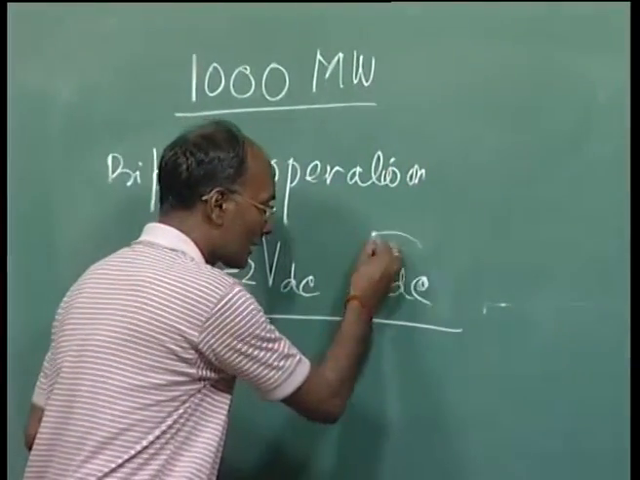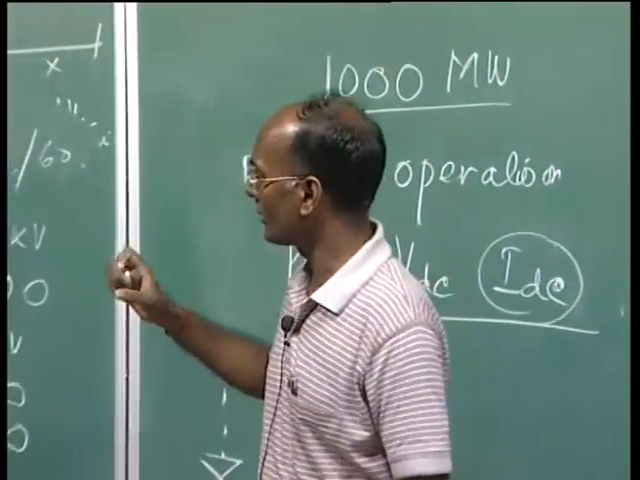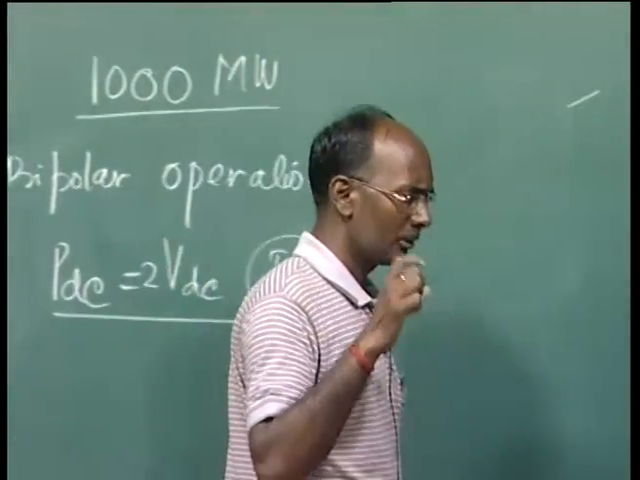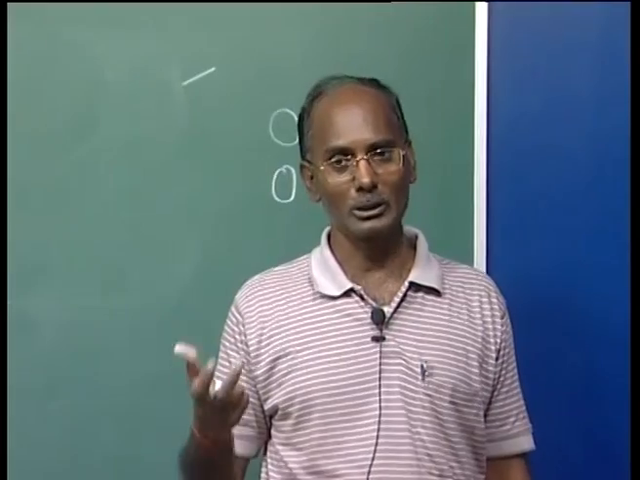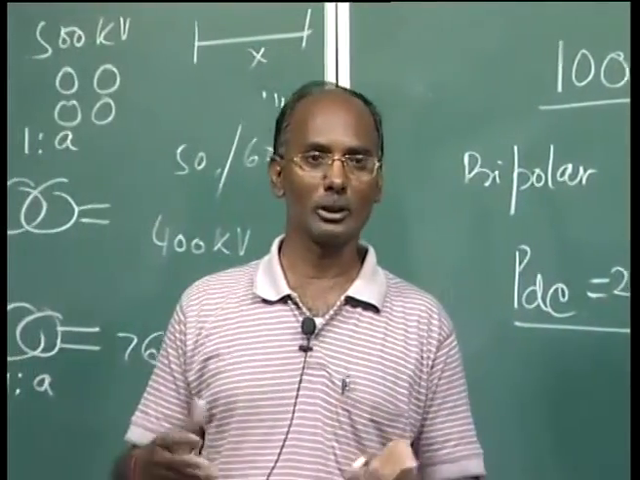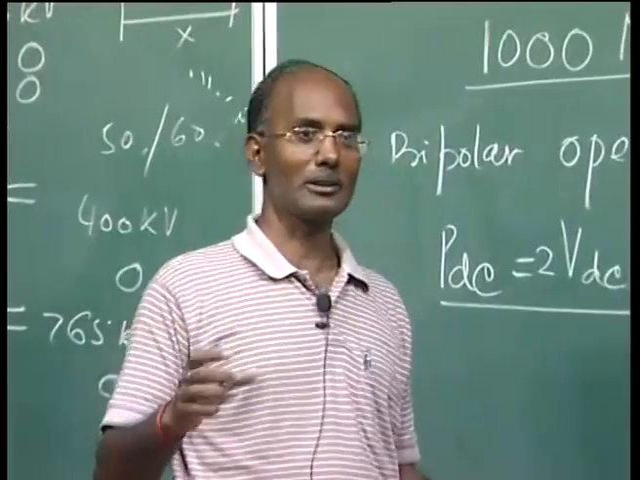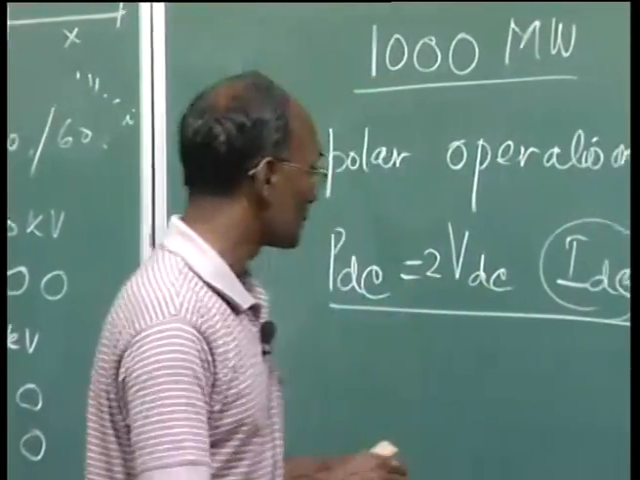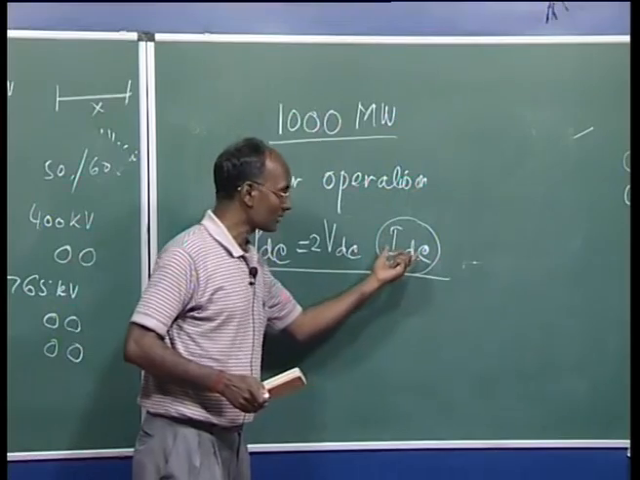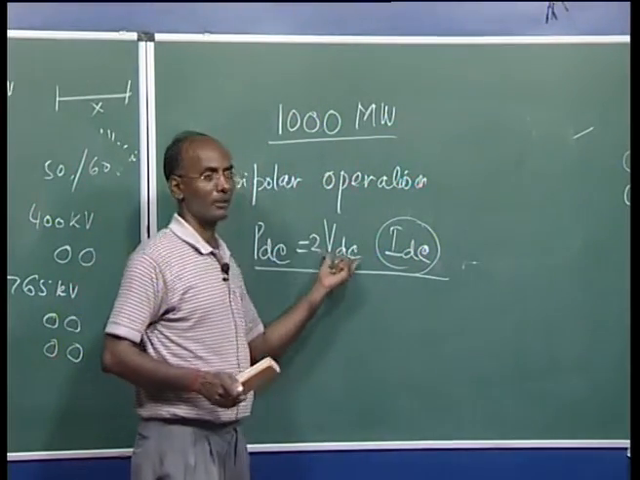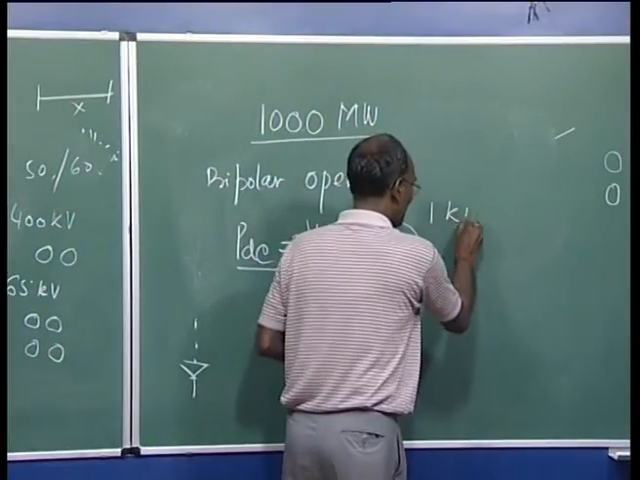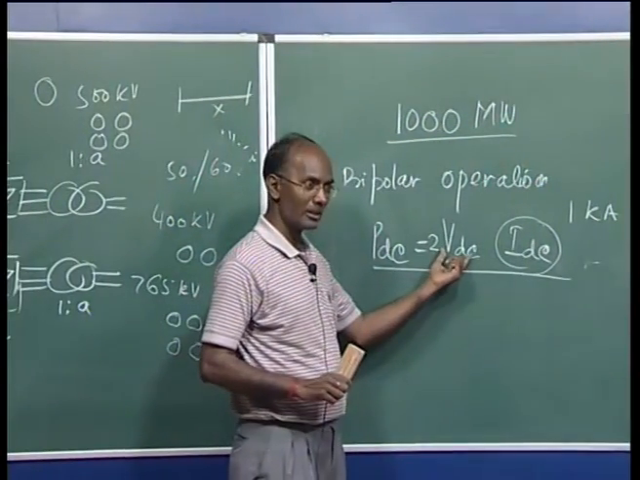Now, we have to decide the current rating, and thus see what the size of your conductor will be. The conductor sizes are very standard in the region. The conductor names used in our country, in Asia and in Europe are names of animals, like dog, panther, zebra, moose, squirrel, and they each have a specific size. So, we have to see how much current that conductor can bear. Based on that, once the current is decided, finally for this power we can decide the voltage. If suppose you are going for 1 kilo ampere, then this VDC here is going to be 500.